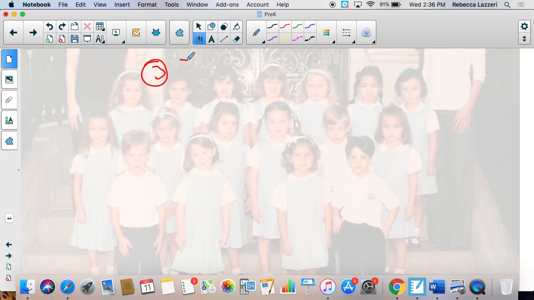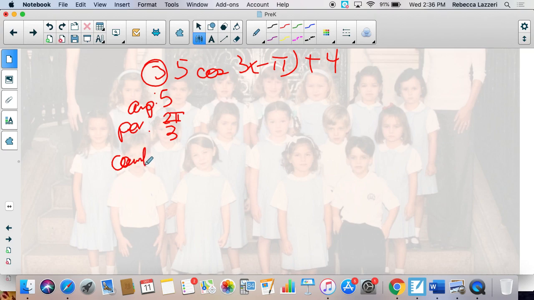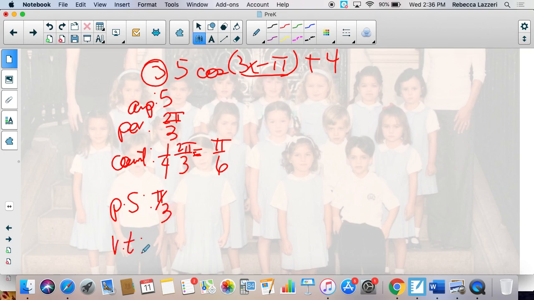All right, number 3, Nazareth, what does 3 say? 5 cosine 3x minus pi, plus 4. Yeah. All right, so the amplitude is 5. The period is 2 pi over 3. The count is 1/4 of that, which gives me pi over 6. My phase shift is pi over 3. And my vertical translation is 4.